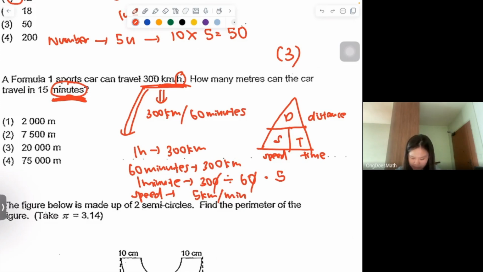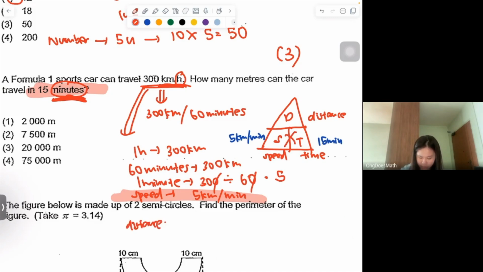Okay, so in this case, speed, we found out earlier, is 5 km per minute. So just write here 5 km per minute. And for the time, we want the car to travel 15 minutes, so time is 15 minutes. So now they ask you how many meters can the car travel in 15 minutes. So we got the speed, we got the time, now we just have to find the distance. So if you take the speed multiplied by the time, you can get the distance. So in this case, it will just be 5 times 15, which will give you 75 km.